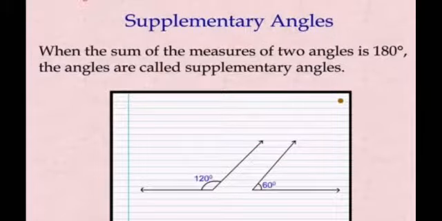Supplementary angles. When the sum of the measures of the two angles is 180 degrees, the angles are called supplementary angles. In the given figure, one angle is 120 degrees, the other is 60 degrees. So 120 degrees plus 60 degrees is equal to 180 degrees.